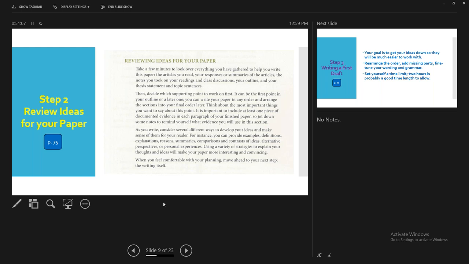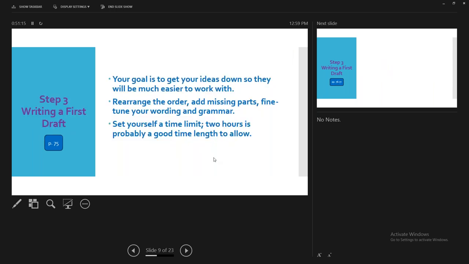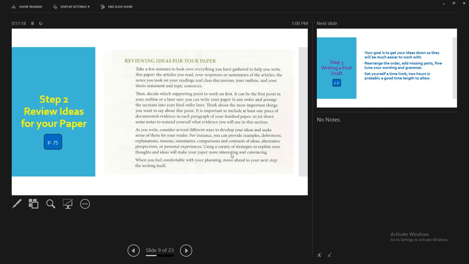Using a variety of strategies to explain your thoughts and ideas will make your paper more interesting and convincing. And this is very, very important thing to make it more interesting and convincing. When you feel comfortable with your planning, move ahead to your next step, the writing itself.